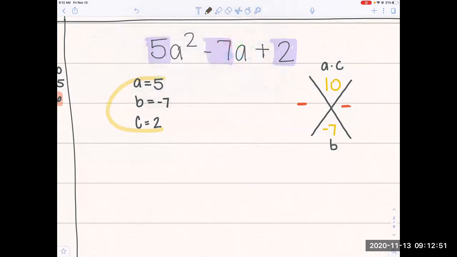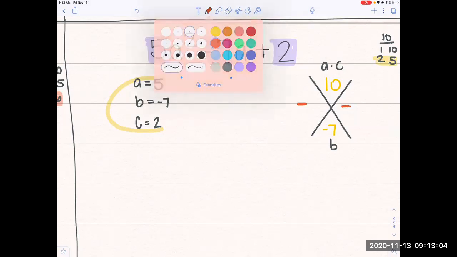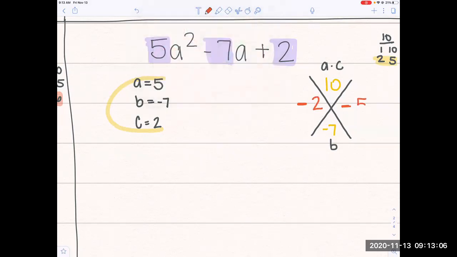All right, well, my factors of 10, I've got 1 and 10, 2 and 5. So the two of those that will get me to 7 would be 2 and 5. I'll have -2, -5. Before you move on, check it. So -2 times -5 is +10, so I'm good. -2 plus -5 is -7, so I'm good.